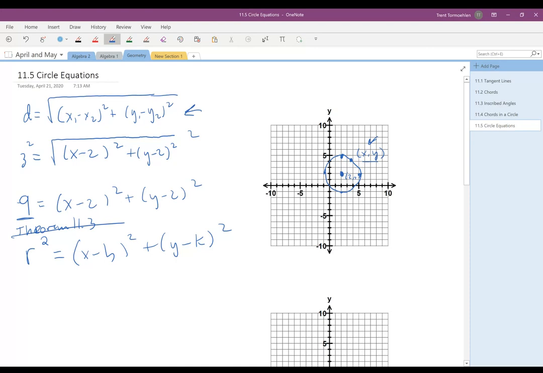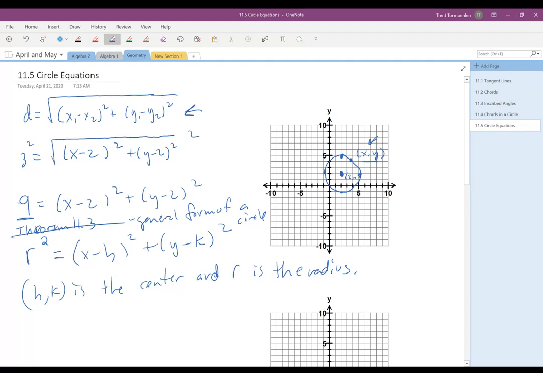The general form of a circle is (x minus h) squared plus (y minus k) squared equals r squared, where (h, k) is the center and r is the radius. And it comes directly from the distance formula.